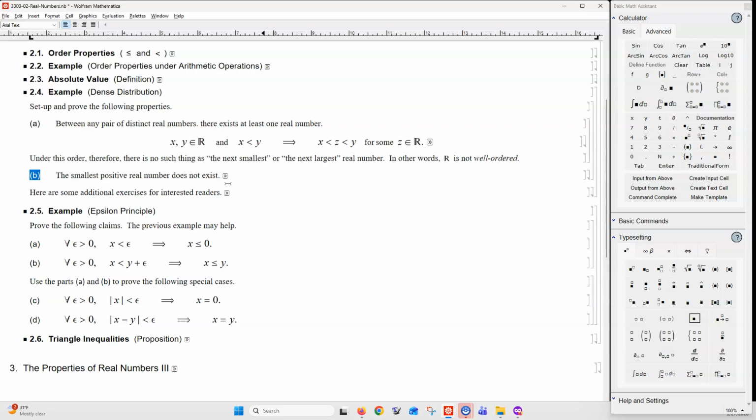And in turn, this comes from this. The set of all real numbers is densely distributed. The real numbers are densely distributed along a line. Okay, alright, that's a good statement.